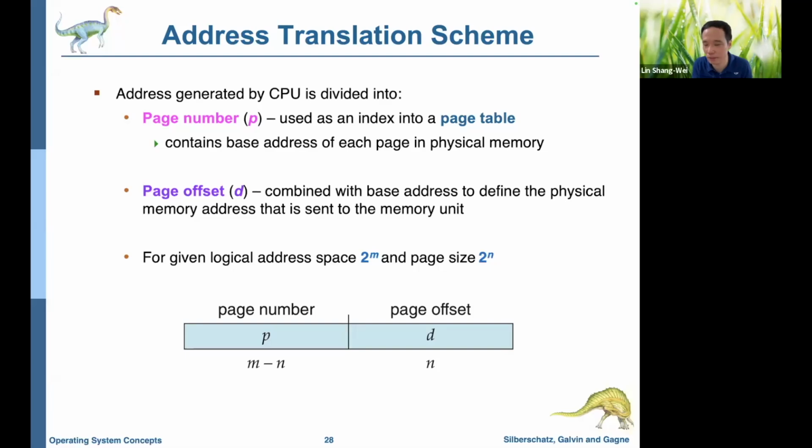This is the job of the MMU. I'm going to talk about how we do this address translation based on the page table. Your logical address is generated by the CPU. The CPU will say, I want to access this logical address. This logical address will be divided into 2 parts: page number and offset.